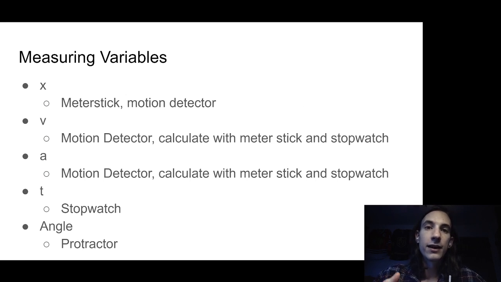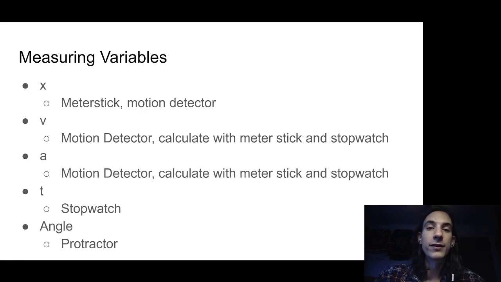And then finally, a lot of what we do on the AP test is it asks us to make experiments. So if we're going to measure these variables, here are the tools we want to use. To measure x, you can use a meter stick or a motion detector. If you want to measure velocity, you can use a motion detector, or instead of directly measuring it, you can calculate it by figuring out the change in distance over the change in time. If you want to measure acceleration, you can use a motion detector, or you could calculate it with a meter stick and a stopwatch, but that's a lot harder to do.